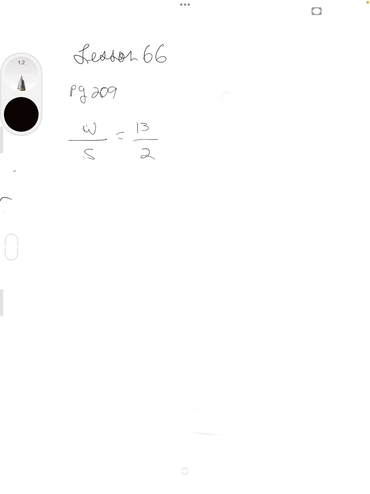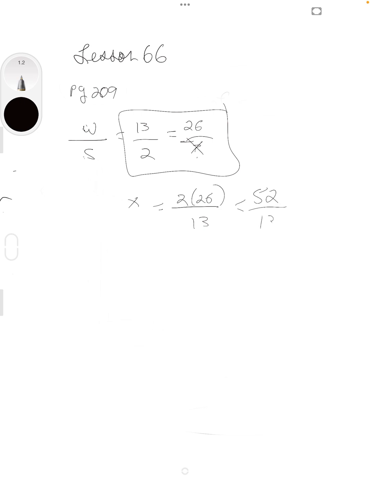Okay? Well, that's the same as, well, what if you have 26 wigglers? The question is, how many squirmers is there? Okay, I'm just going to call that one X. And I do the same thing I did before. I'm going to swap these. And I'm going to move the 2 over here. And I end up with 52 over 13, which is 4. So X equals 4. And that's the answer. So you're going to have a word problem, and you're going to set it up as a ratio.